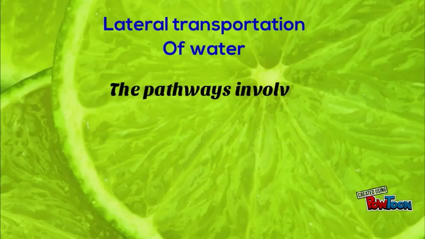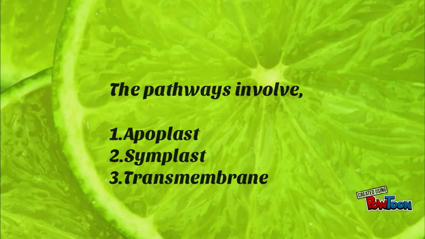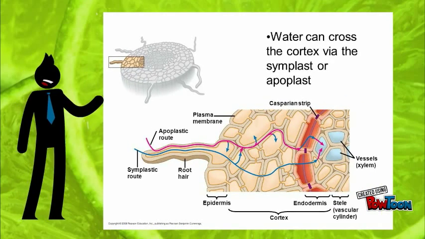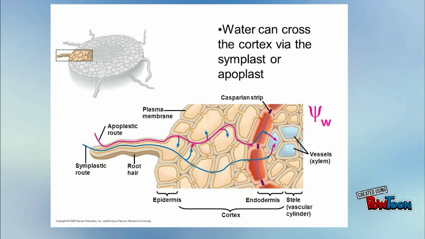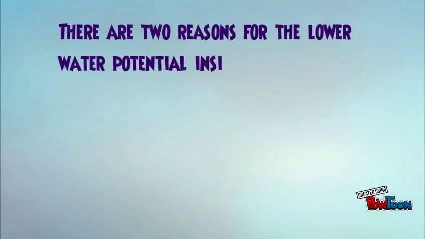Due to the lower water potential inside the xylem vessels compared to the soil solution, water moves to the xylem vessels from the soil solution. There are two reasons for lower water potential inside the xylem. They are negative water potential due to the transpiration pull, and very high solute potential inside the xylem due to the high concentration of minerals.